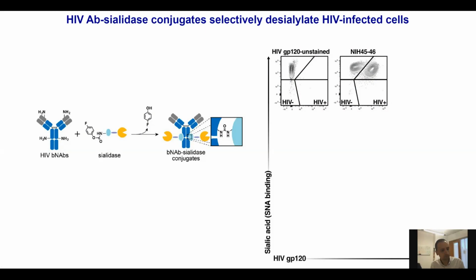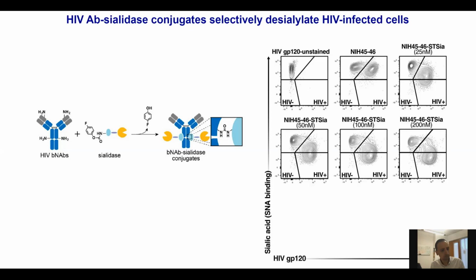And when we treated these cells with a small concentration of the conjugates, and in this case, we use an antibody called NIH4546, which is an HIV-specific antibody, and we conjugate them with a sialidase. We use 25 nanomolar, and you can see here, even at this lower concentration, the level of sialic acid is reduced dramatically from the surface of HIV-infected cells, but not HIV-uninfected cells.